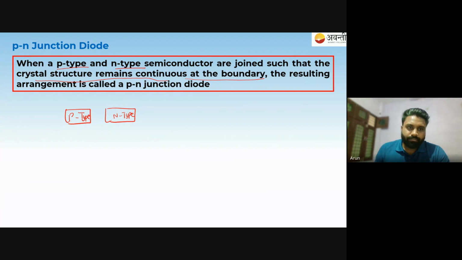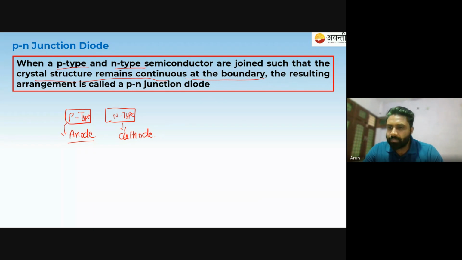In positive, we would consider it as anode, because the positive plate is considered to be the anode and the negative plate is considered to be the cathode. In a battery also, the positive terminal is termed as anode and the negative terminal is termed as cathode. These are electrodes. In a battery you will see two electrodes, one positive, one negative. The positive one is called anode and the negative one is called cathode.